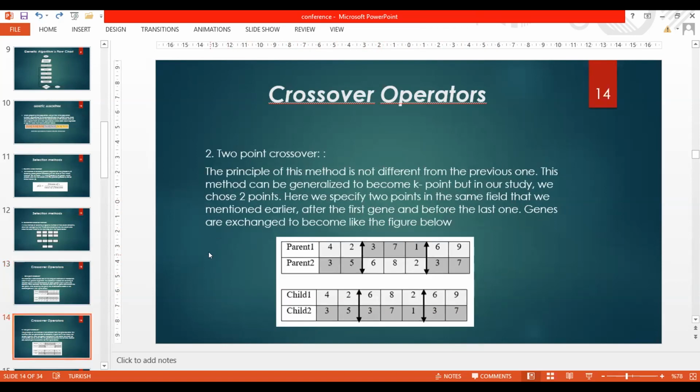Two point. The principle of this method is not different from the previous one. This method can be generalized to become K point, but in our study we choose 2 point. Here we specify 2 points in the same field that we mentioned earlier, after the first gene and before the last gene. Genes are exchanged to become like in the figure below. The same color is the first child, and the other color, the second child.